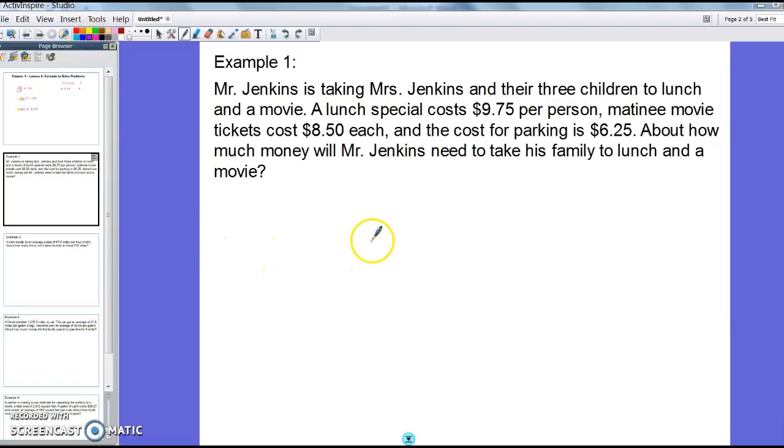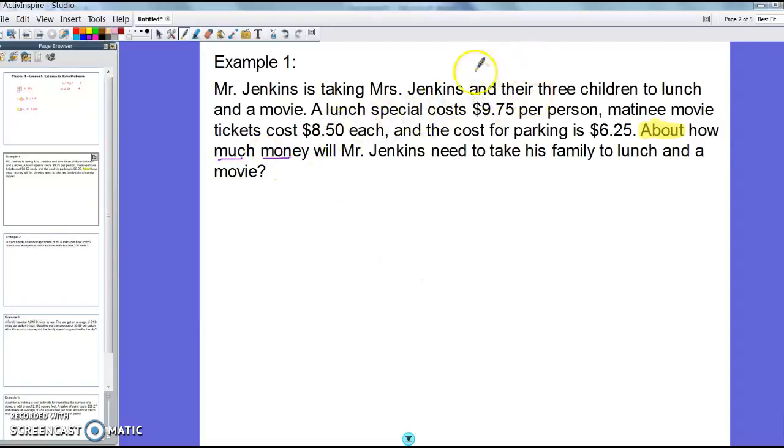It says, Mr. Jenkins is taking Mrs. Jenkins and their 3 children to lunch and a movie. A lunch special costs $9.75 per person. Matinee movie tickets cost $8.50 each, and the cost for parking is $6.25. About, there's our key word there, about how much money will Mr. Jenkins need to take his family to lunch and a movie? So we're trying to figure out about how much money.